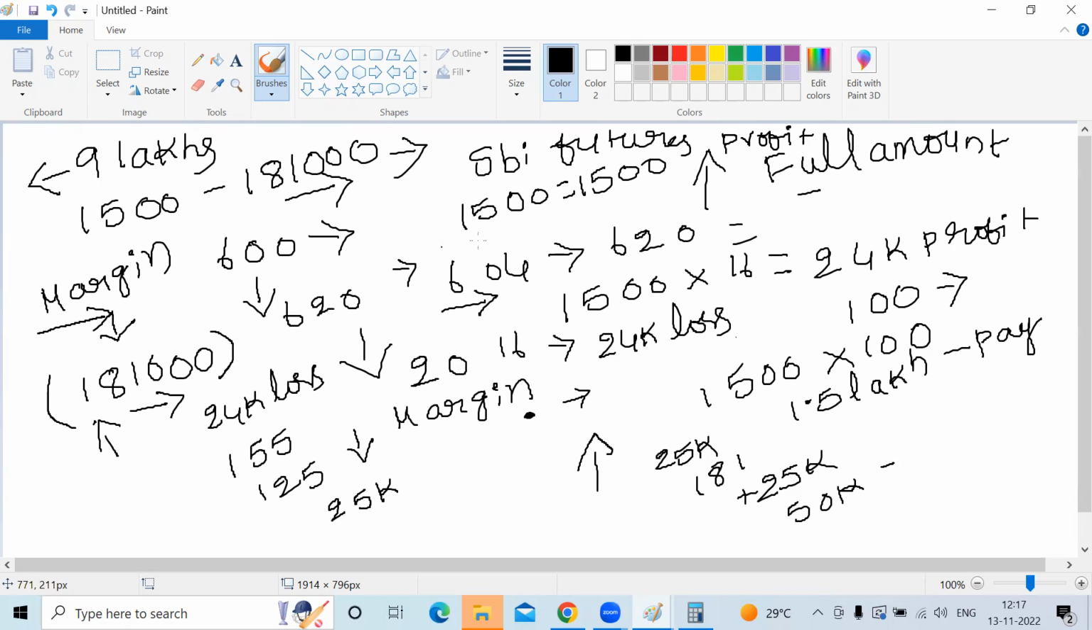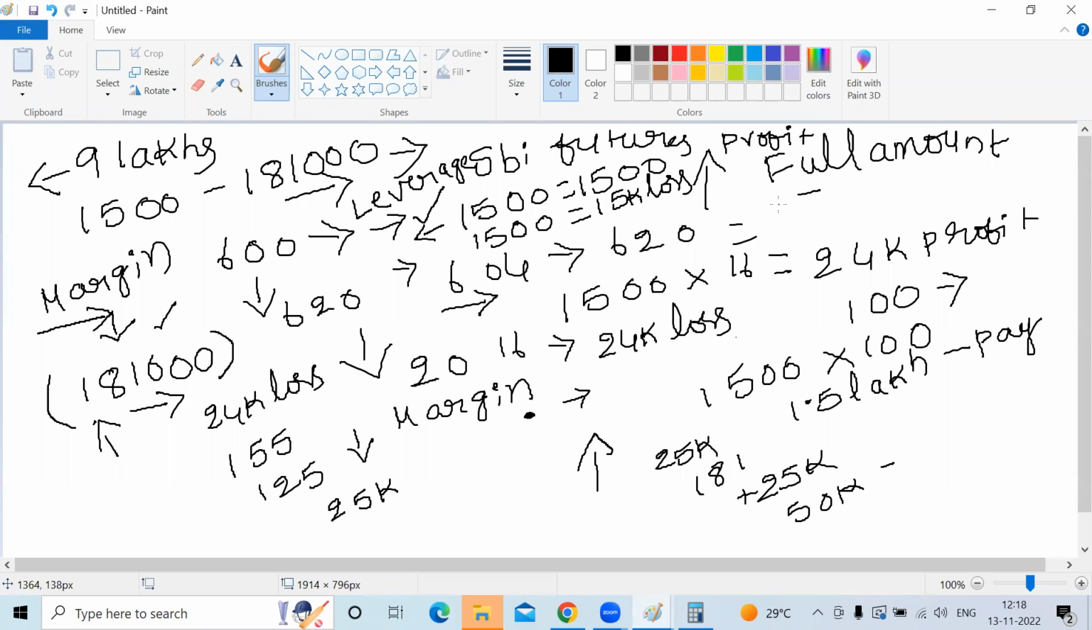Okay, after you entered SBI futures, if it went down 10 rupees, then 15k loss. Remember guys, you have to be very careful. You are playing with 1500. This is called a leverage transaction. That means you don't have 9 lakhs, but you are taking advantage of a 1500 quantity by paying just 1.8 lakh. That means this is called a leverage transaction. You have to be very cautious, otherwise your account will be zero also, right?